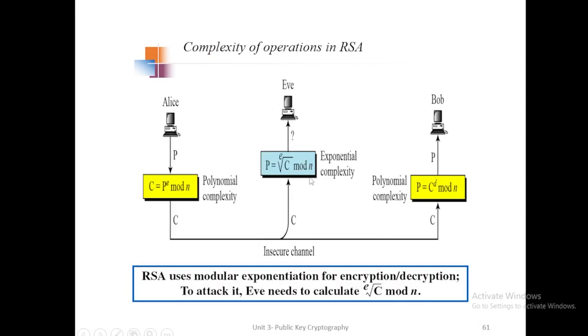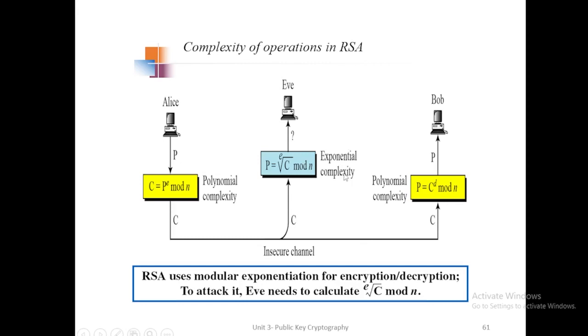And this is the complexity of operations. Exponential calculation should be done at both ends. For encryption also exponentiation is implemented. At the decryption side also exponentiation is applied. So if Eve is an intruder, he will try to access the ciphertext value from Alice, and he should do a logarithmic process for retrieving the correct plaintext from the given ciphertext value. So RSA normally uses modular exponentiation for both encryption and decryption side.